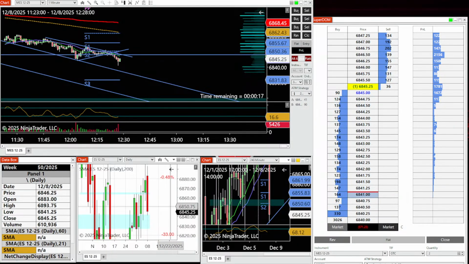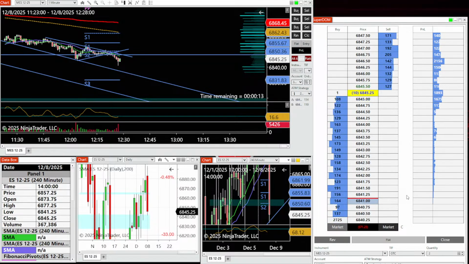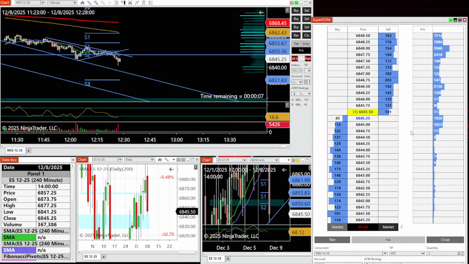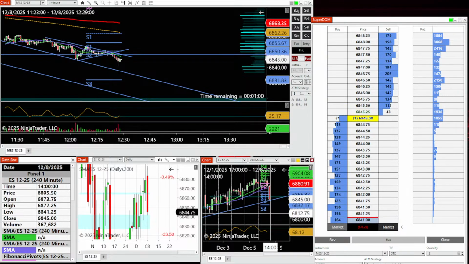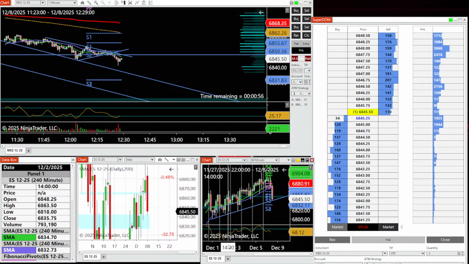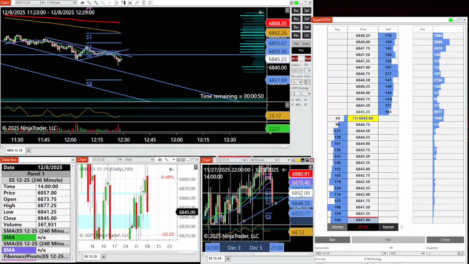What's the low? 44. Broke the low. Went 3 points. Popped back up 4 points and tested the trend line that touched this one. So we tested this trend line here. From here, tested here. Now this touched again here.